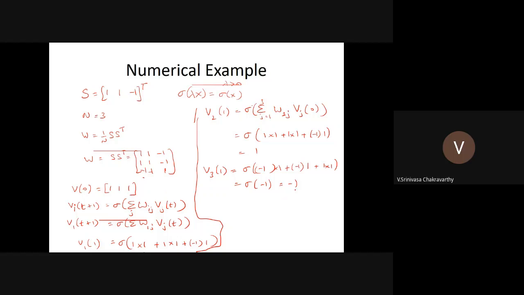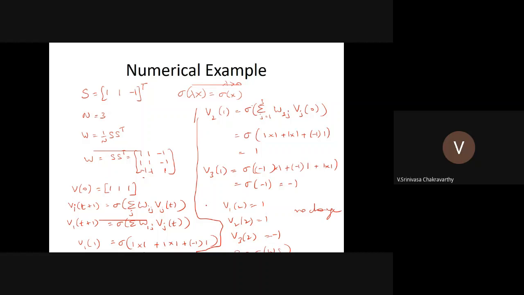If you do the same iteration once more, you will find that V1 of 2 will be 1, V2 of 2 will be 1, and V3 of 2 will again be minus 1. That means no change. And also since S is 1, 1, minus 1, we know that S is equal to sigma of WS, because S is a stationary state. Once you go to S, you'll never change.